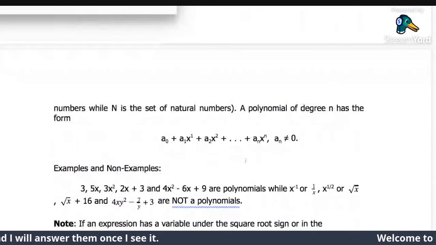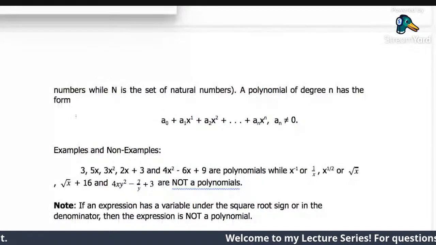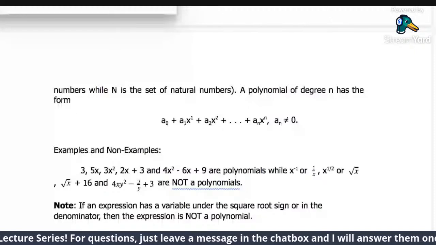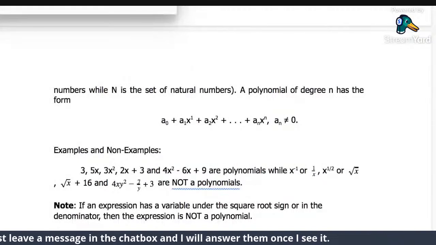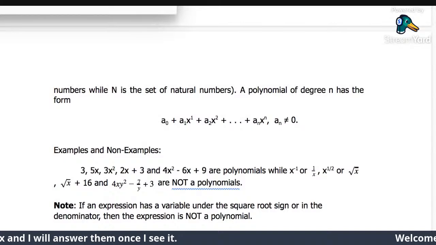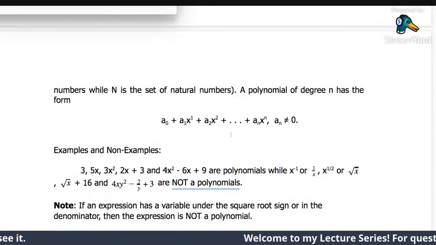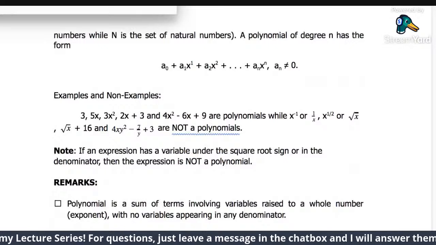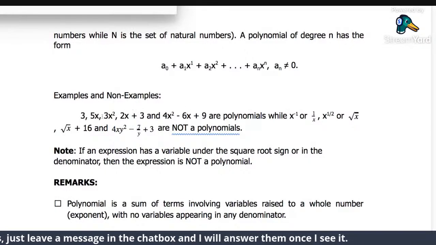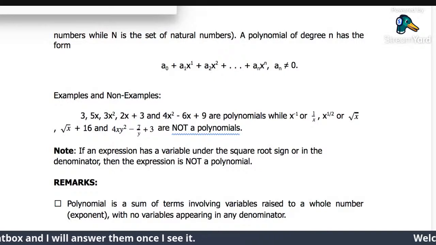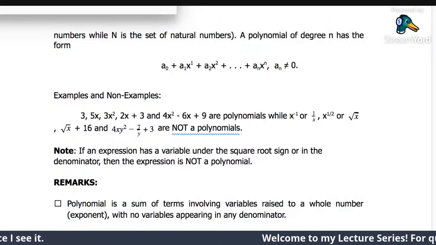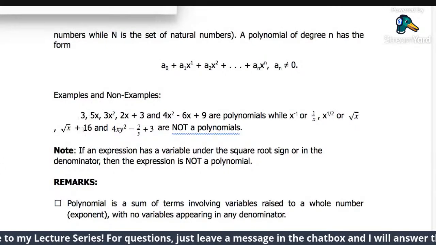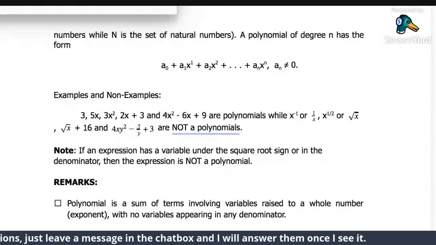A polynomial of degree n has the form a sub 0 plus a sub 1 x to the 1 plus a sub 2 x squared plus until plus a sub n x to the n, where a sub n is not equal to 0. Okay, it should not be, because if a sub n is equal to 0, then you don't have a polynomial here. Okay, examples and non-examples. It says here 3, 5x, 3x squared, 2x plus 3, 4x squared minus 6x plus 9 are polynomials, while x to the negative 1, or 1 over x, x to the 1 half or square root of x, square root of x plus 16, and 4xy squared minus 7 over y plus 3 are not polynomials.